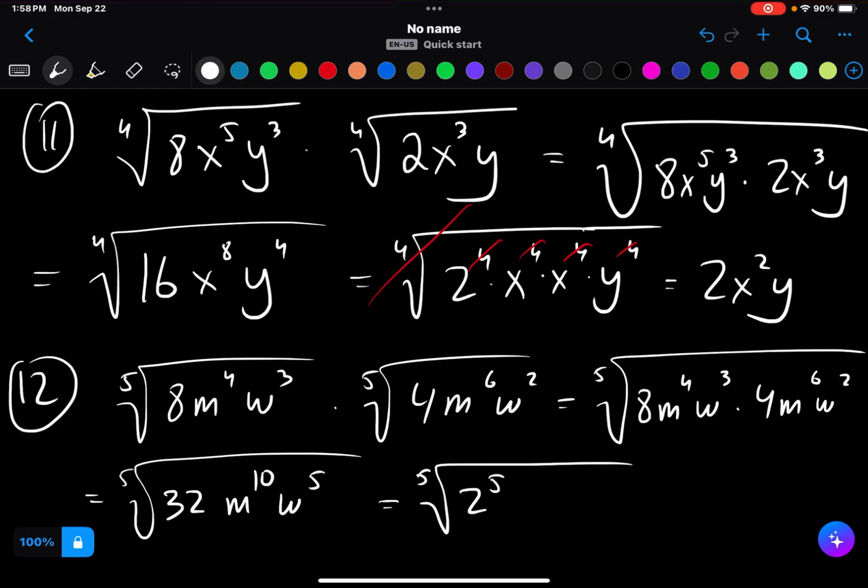The m to the 10, I can split that into 2 m to the 5's. And the w is already perfect. So everything cancels out, leaving us with just 2m to the 2nd power, because there's 2 m's that come out and just 1 w. And that is your answer for number 12. So that's 11 and 12. Pause this if you need to. Let me know if you have any questions. And we're going to move on to number 13.